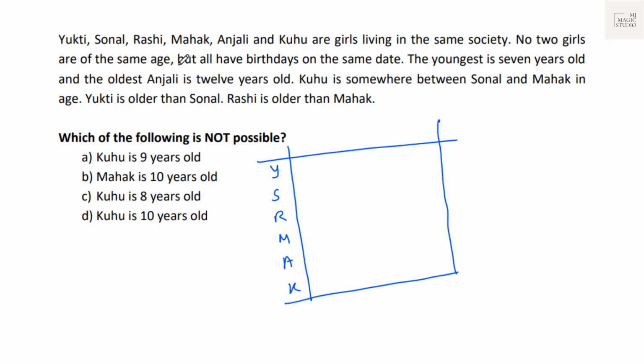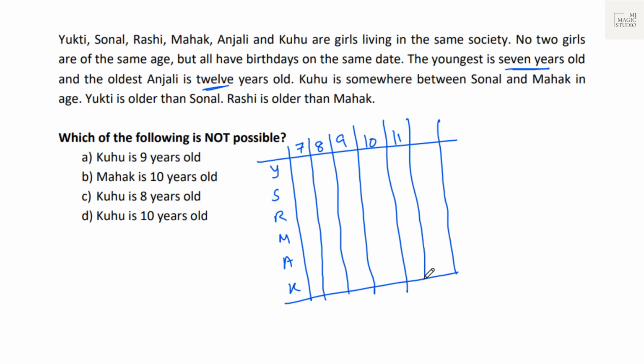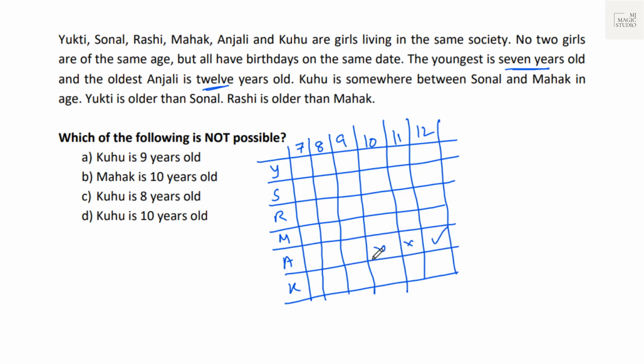No two girls are of the same age, but all have birthdays on the same date. Youngest is 7 years old and the oldest is Anjali, 12 years old. That means 7, 8, 9, 10, 11, 12. Anjali is 12 years old. So we have just made this grid to find out what we have.